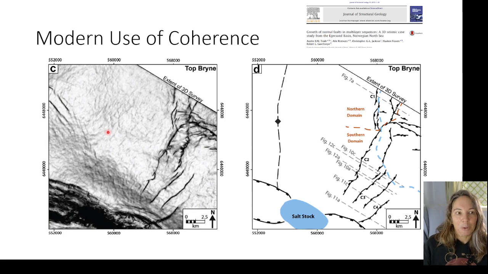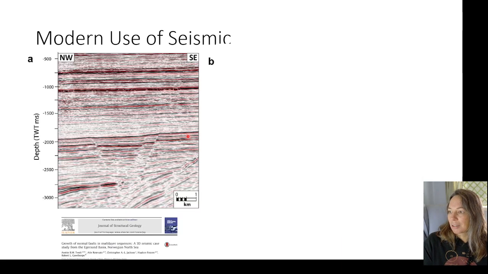Here's another example with more modern seismic data. So this is up in the Norwegian North Sea. Just looking at the coherence data, where we've got a salt stock right here, and then we've got some lovely radial faults coming off of it all the way to the end of the 3D survey. So just another example of coherence.